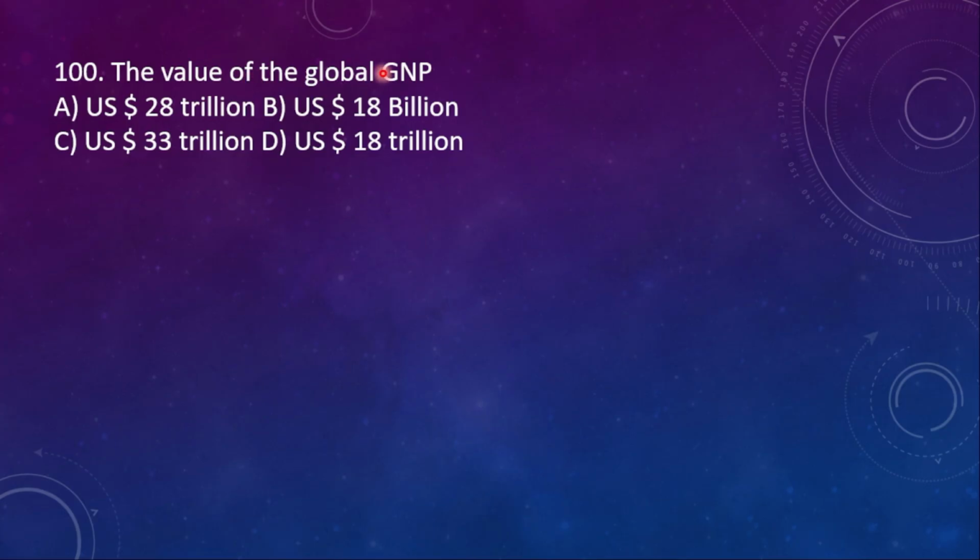101. The value of global GNP, that is US dollars 28 trillion, US dollars 18 billion, US dollars 33 trillion, US dollars 18 trillion. So here the right option is option D.